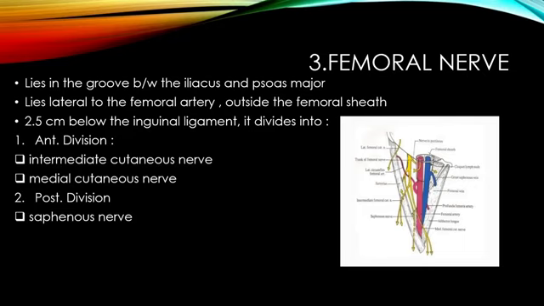The cutaneous nerve that forms over here, given out as a branch from the anterior division, runs along the femoral artery and traverses the femoral artery towards the apex.